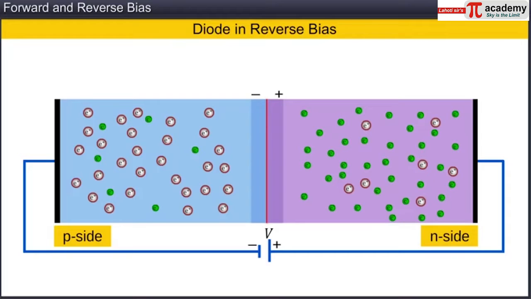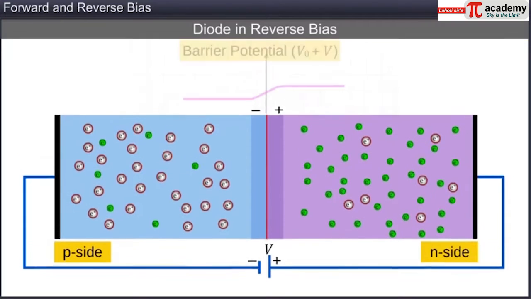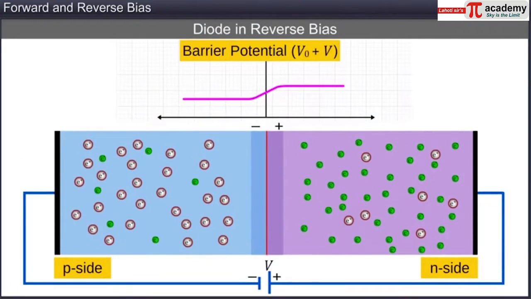When a diode is reverse biased, the barrier potential across its PN junction increases and is given by the sum of the barrier potential V0 at equilibrium and the externally applied voltage V.